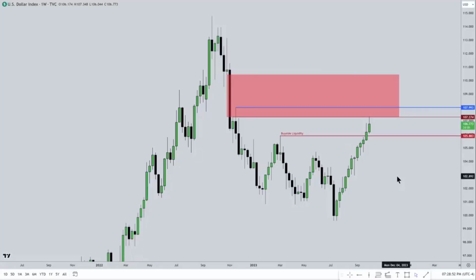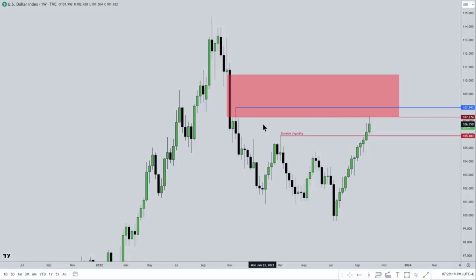The dollar index weekly chart, I mentioned this imbalance here from this candle's low at 110.426 to this candle's high at 107.274, and then the buy side, which would be residing right above there. I'm not of the opinion that we're done yet.